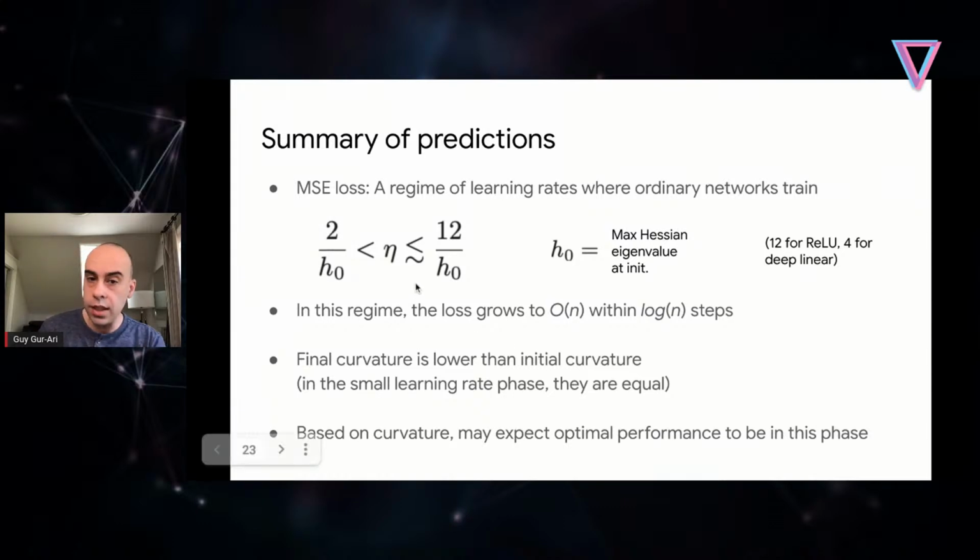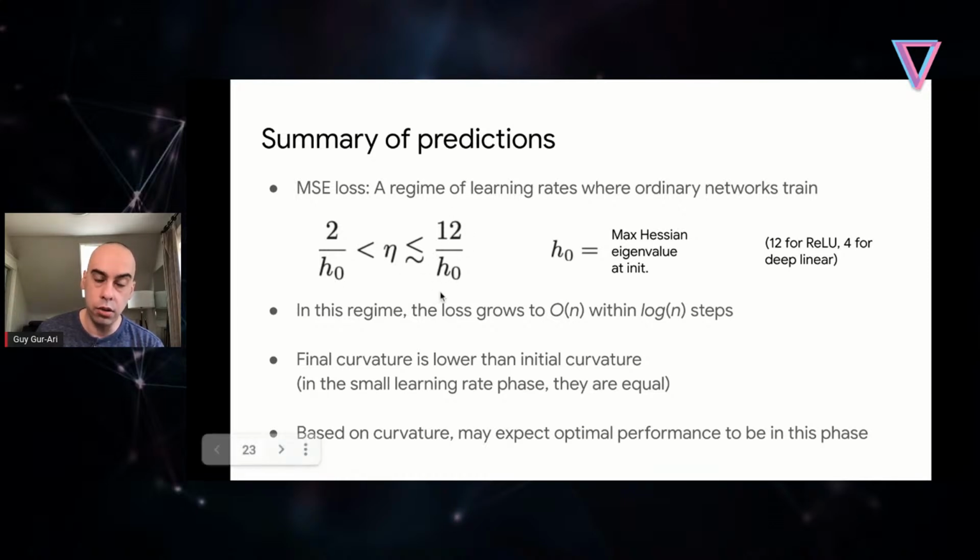Let me summarize the predictions that we get from this toy model, and then we'll compare them against ordinary experiments. So we're talking about MSE loss. With MSE loss, we have this regime of large learning rates where ordinary networks train, but the neural tangent kernel result does not hold even at very large width. I'm going to write this down like this. So the learning rate for this regime is going to be between 2/h0 and some maximal learning rate.